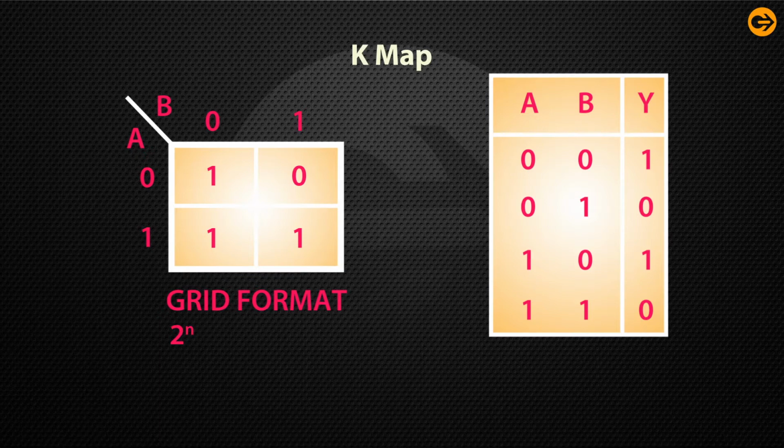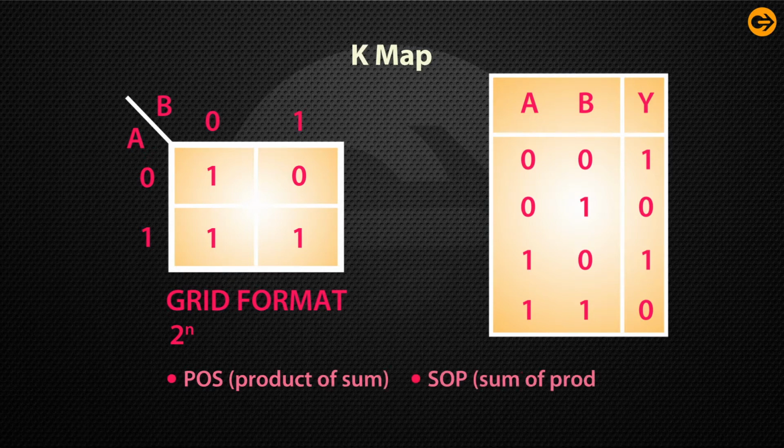It can take two forms. One is the POS, which is the product of sum form, and the other is SOP, that is the sum of product form. The details will be discussed soon.